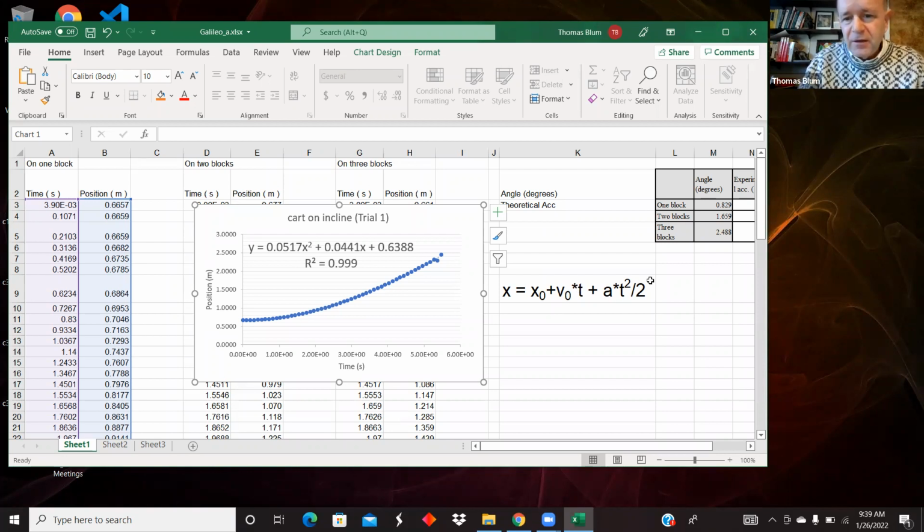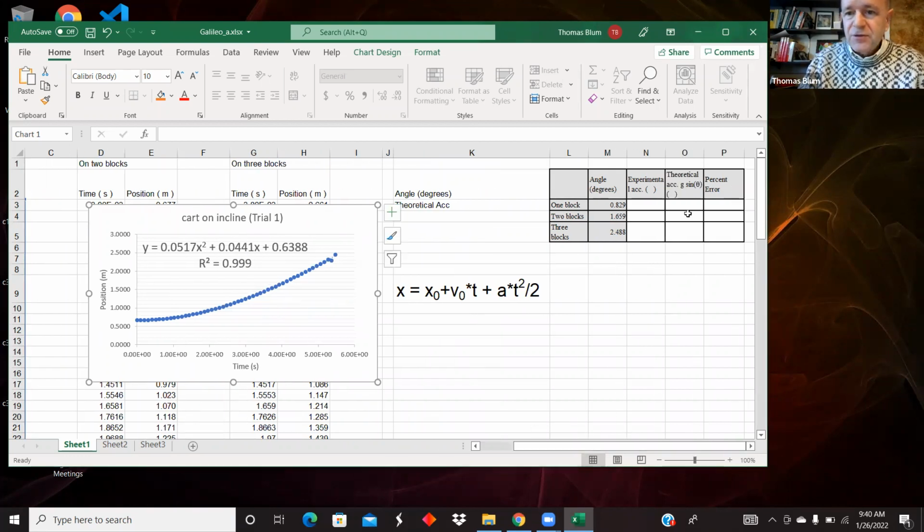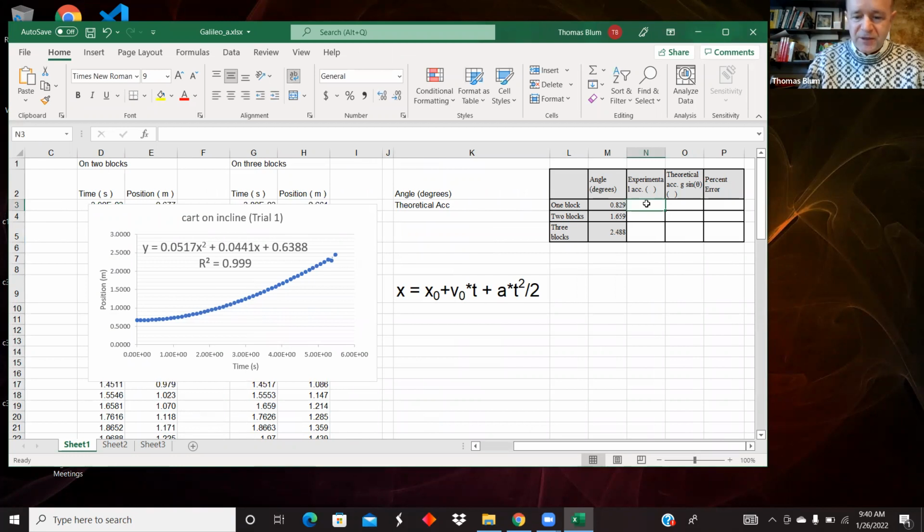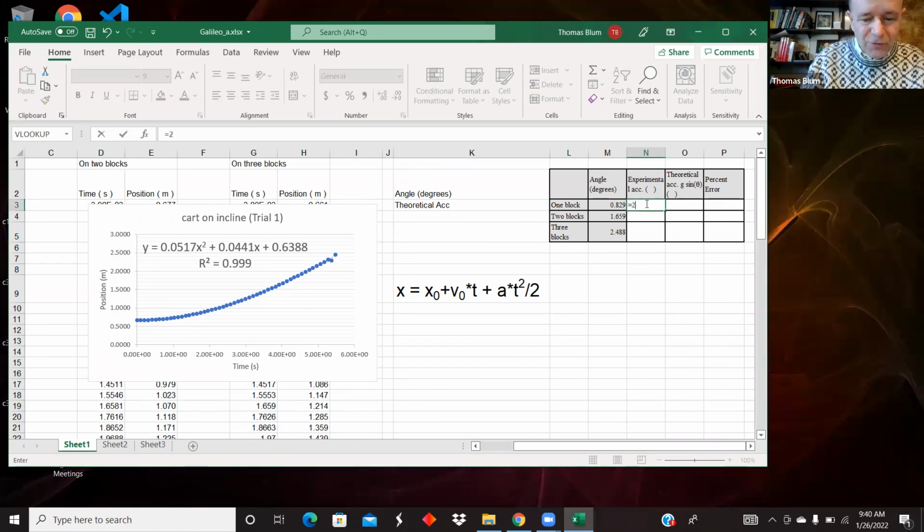So again, the coefficient of t squared is the acceleration divided by 2. So the 0.0517 is acceleration divided by 2. So acceleration is 2 times this number. So I'm going to say, here's the experiment, and I'm going to let Excel multiply by 2 for me. So equals 2 times 0.0517.